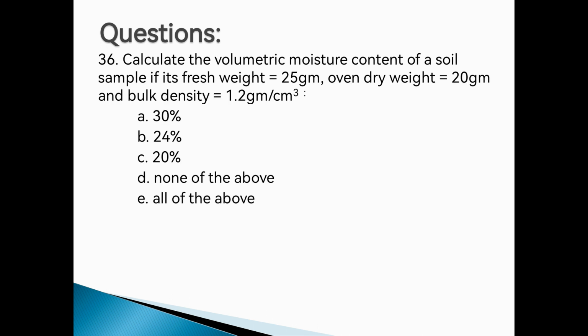Number 36. Calculate the volumetric moisture content of a soil sample if its fresh weight is 25 gram, the oven dry weight is 20 gram, and bulk density is 1.2 gram per cubic centimeter. A. 30%, B. 24%, C. 20%, D. None of the above, E. All of the above. The correct answer is A. 30%.